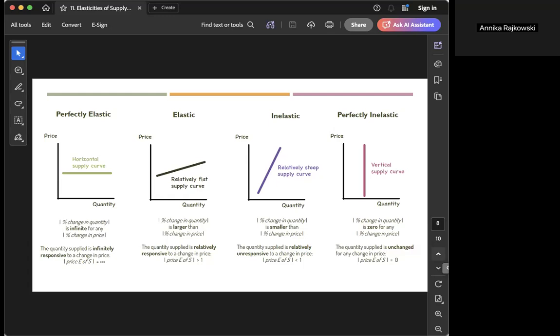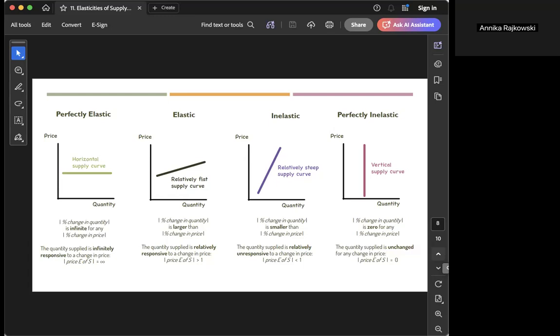Imagine a concert venue with fixed seating. Even if ticket prices double, the venue cannot suddenly create thousands of new seats. That's inelastic supply. Or we can think about Netflix, or online streaming services like Hulu. If subscriptions increase, adding another customer costs almost nothing. So in this case, we're going to say supply is much more elastic.